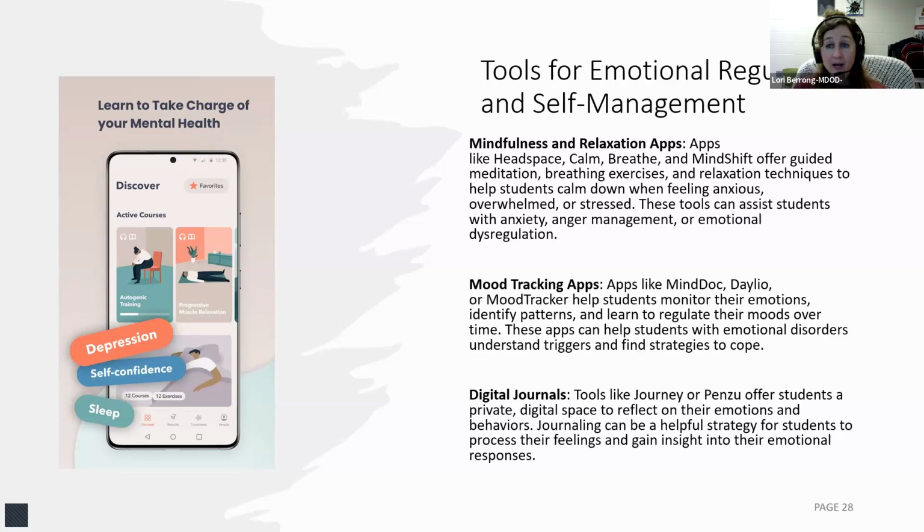There are also mood tracking apps, Daylio, Mood Tracker. Again, being able to track those moods can be very helpful because then you can also start to figure out where those trends are for those moments of dysregulation or the triggers. And then you can start to build out strategies around it. And digital journals can be excellent. Journey and Penzu are two that we've heard of that folks have successfully used. But that's very private. It's a digital place to journal. And again, the opportunity to write out and work through those feelings can be great.